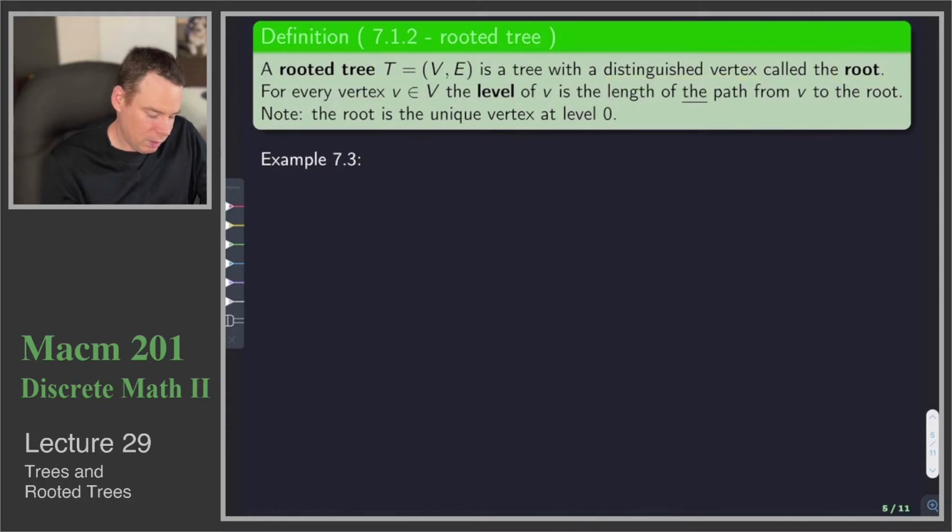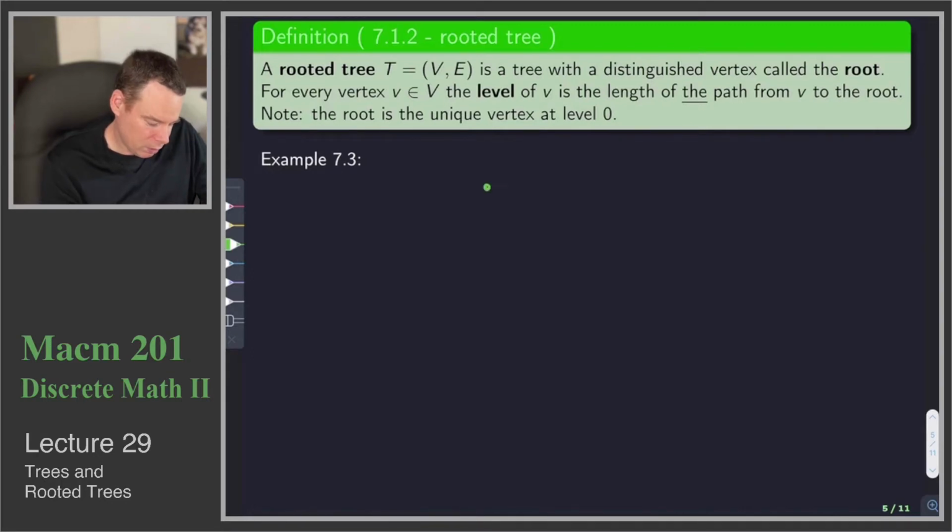For every vertex in the graph, the level of a vertex is just the length of the path. I say "the" here because we've just characterized that trees are the graphs for which there's a unique path between any pairs of vertices. So the word "the" means that there's just one path, and this is it. We say the level of a vertex is the length of the path from that vertex to the root. There's only one path, it's just however long it is, that's the level of the vertex. And then we just note that the root is the unique vertex at level 0.